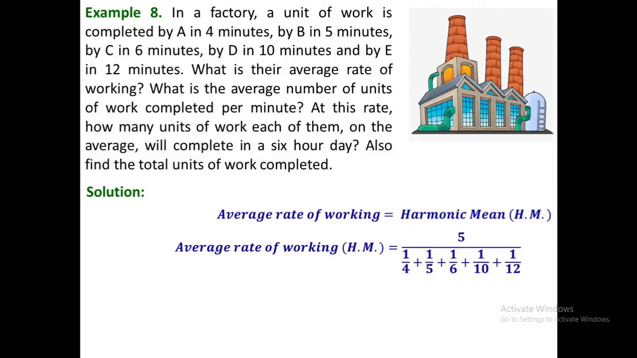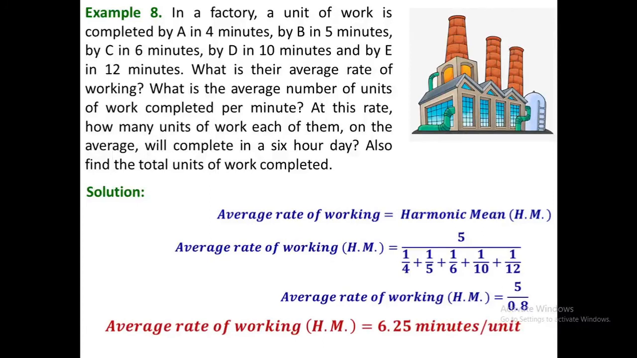After calculation of the harmonic mean, we can say that an individual unit on average takes 6.25 minutes to complete. With the help of this value, we can also calculate the average number of units of work completed per minute by 1 over 6.25, or we can say every minute around 0.16 of an individual unit will be completed.